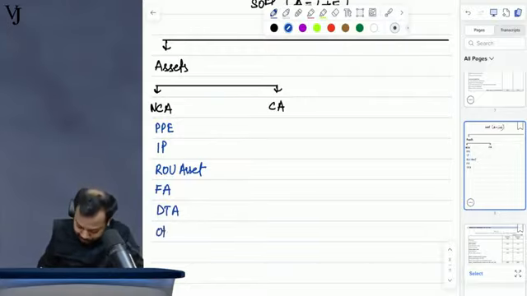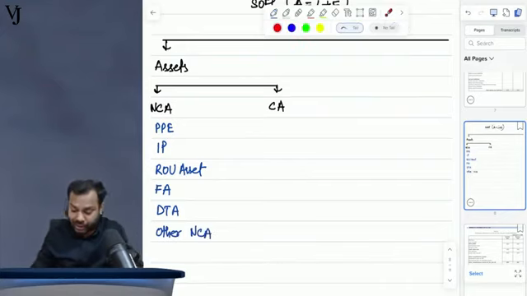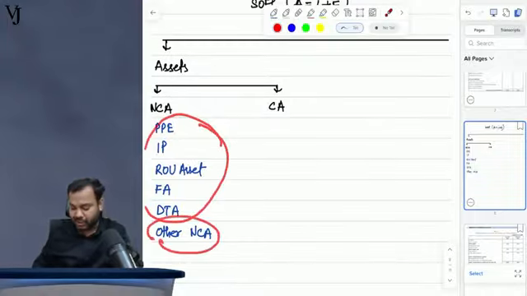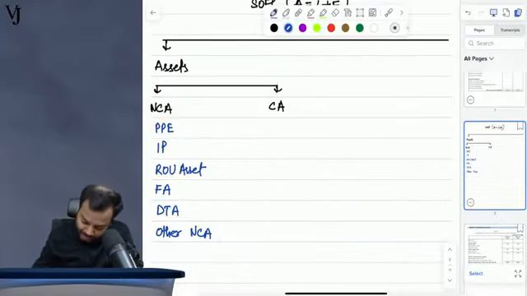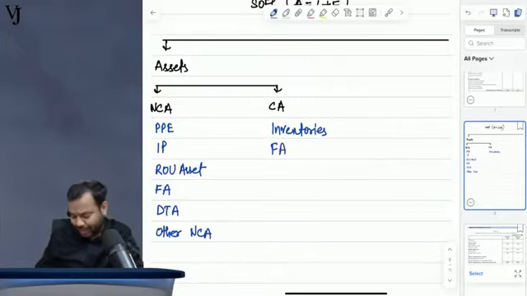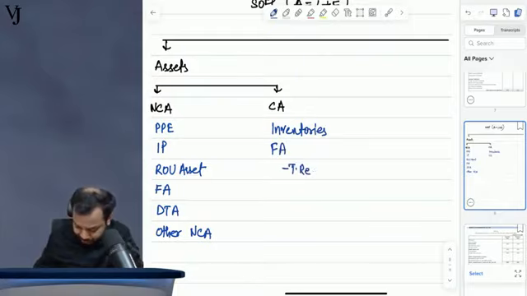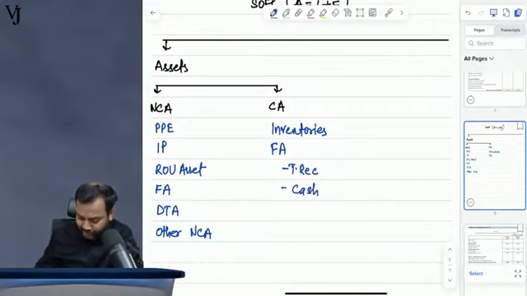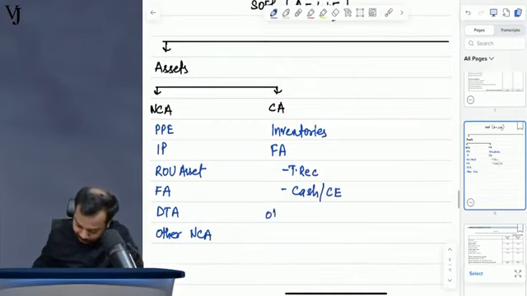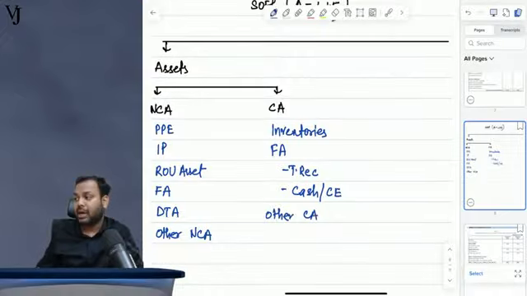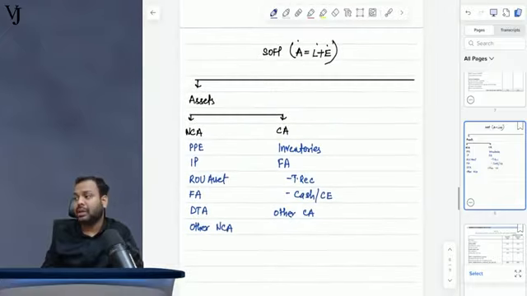Then comes other non-current assets. Now, whichever non-current assets are not able to fit in this criteria come under the other non-current assets. Okay, what are current assets? Current assets can be inventories, then financial assets. Financial assets examples are trade receivables, cash or cash equivalents, then comes other current assets. So these are the assets.